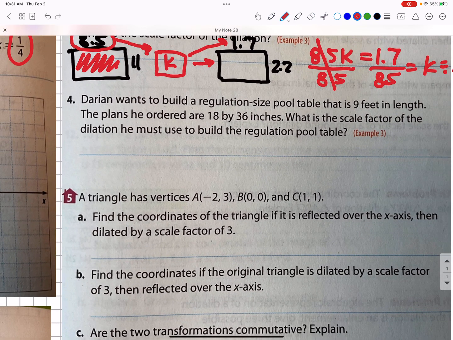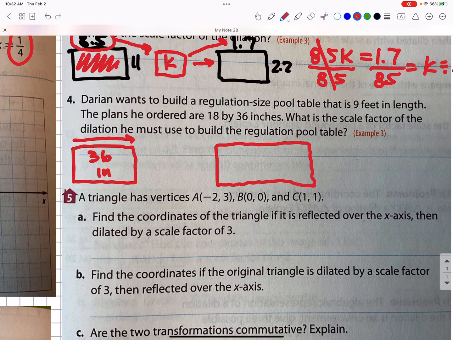This one was tough. He's got plans for a pool, once you read this, that are 18 by 36 inches. So we have 36 inches long, but that's how big his plans for a pool are. But the pool is going to end up being 9 feet wide, which when we do 9 times 12 inches in a foot is 108 inches.